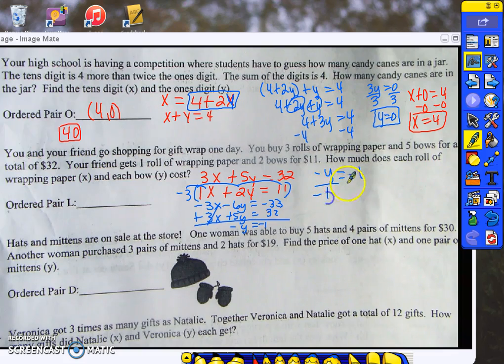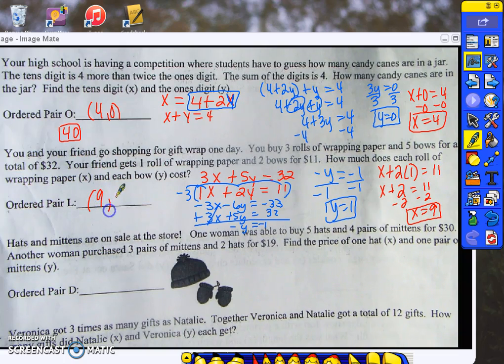Divide by negative 1 on both sides. Y equals 1. I'll take that y and plug it into one of my equations. 2 times 1 is 2. Subtract 2 from both sides. X is 9. So I'm going to go to the right 9, up 1, put a point, and label it L.